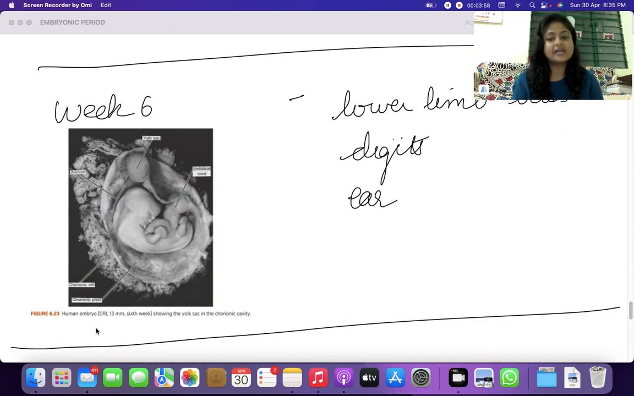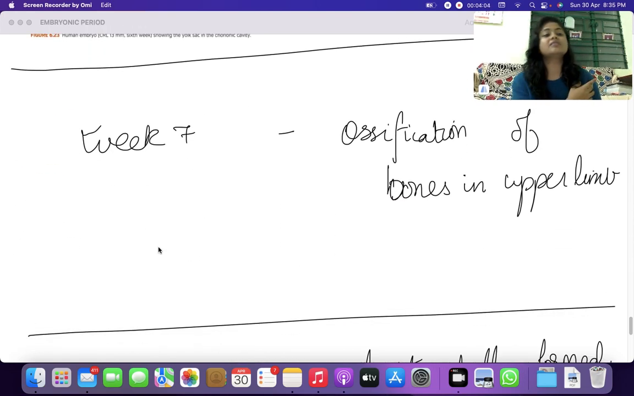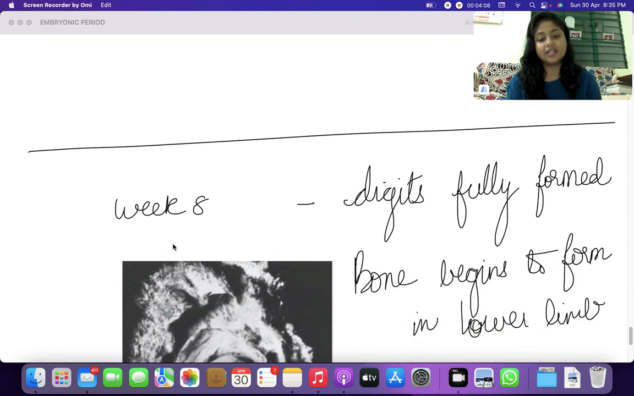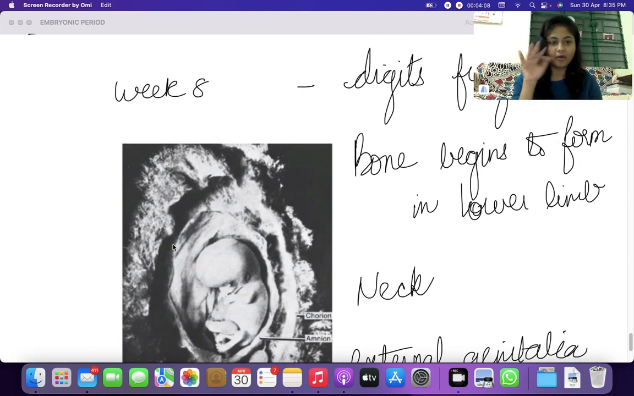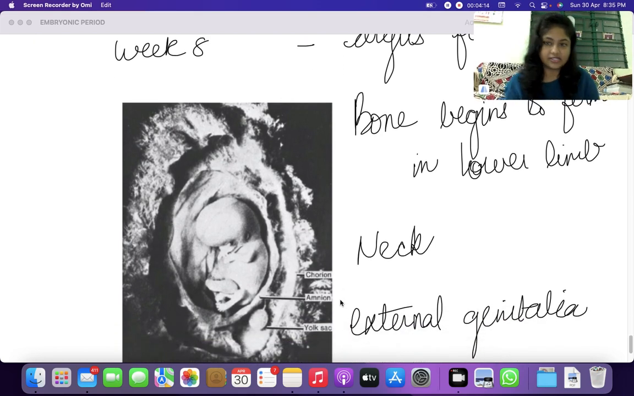In week 6, digits are formed and ears are formed. In week 7, ossification begins in the bones of the upper limb. And in week 8, the digits are fully formed and the bones begin to form in the lower limb. Neck is seen distinctly and external genitalia are seen.